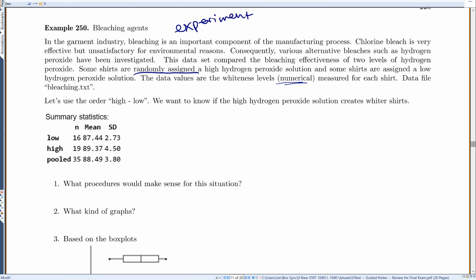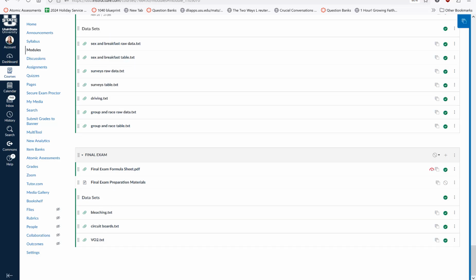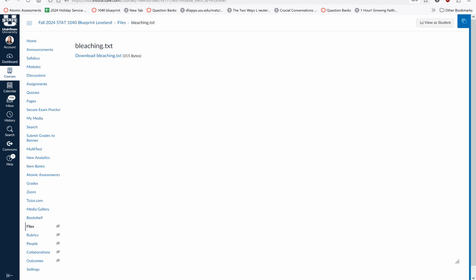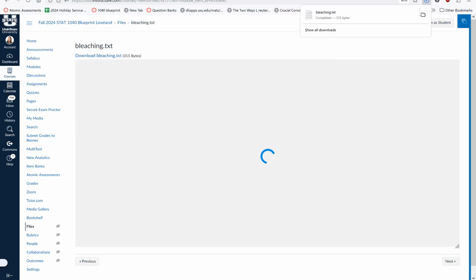And the data file is on Canvas. It's called bleaching.txt. Okay. If you go to Canvas and you go to your final exam module, there's the data sets here. So you can open up the data set. Now again, Canvas does really weird things with the data set, so you probably want to actually download the data set before you try and copy it over. So just download it and open it up that way.